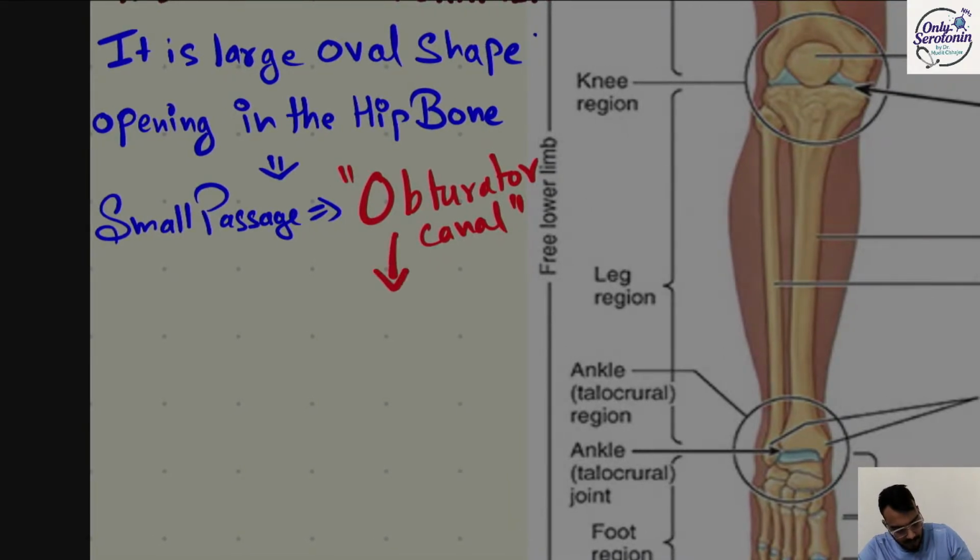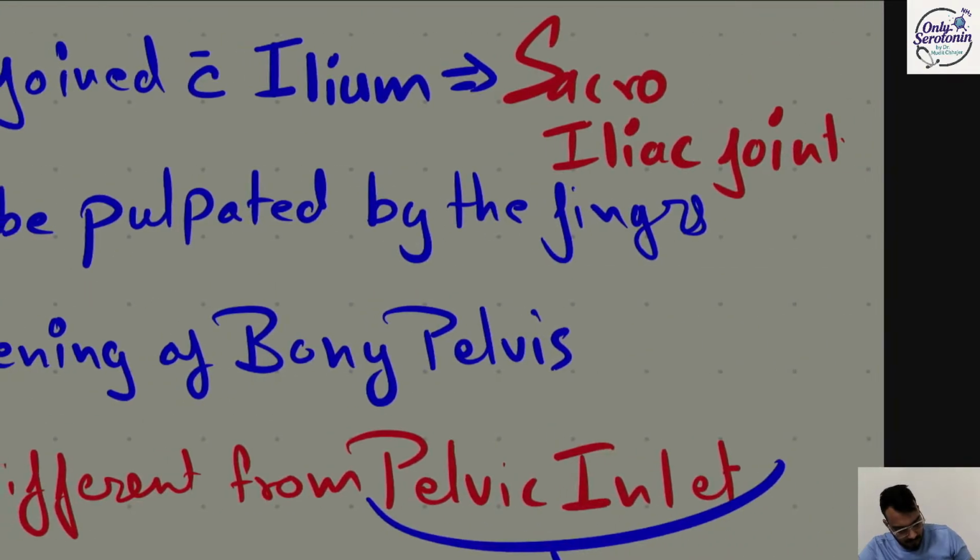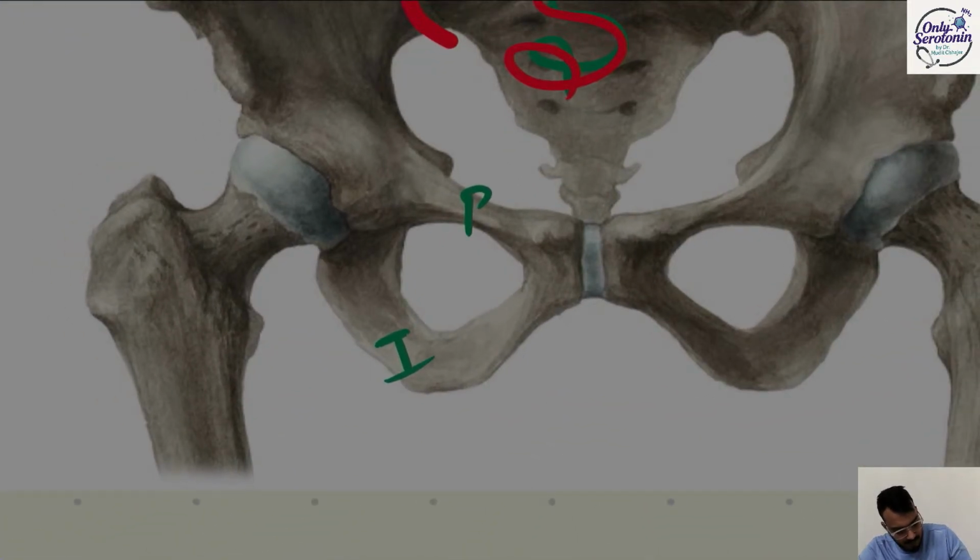From the obturator canal, what all things will come out? Your obturator nerve as well as your obturator vessels, artery and vein. Obturator artery, obturator vein, and obturator nerve. All these three things are going to come out. Can you see it here, guys? So this is my obturator foramen, and somewhere here I am going to have my obturator canal.